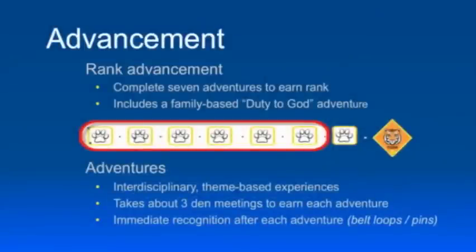As mentioned, in 7 adventures the boy earns the rank. 6 of those are defined, including a Duty to God adventure that is primarily family-based, and the boy has a choice of an elective to complete to get his rank badge. Those themes are interdisciplinary. Ken mentioned those 5 desired outcome areas, and they've been interwoven into the adventures. Let me give you an example of that.